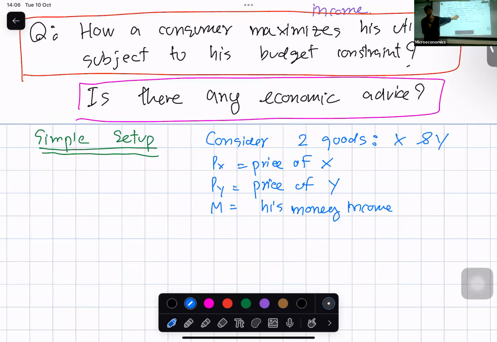Price of good X is PX. Price of good Y is PY. And his resources, M. M represents his money income. And we notice that he is out of control for these three. He cannot influence the market price. M is the money that his parents give to him to spend on X and Y.